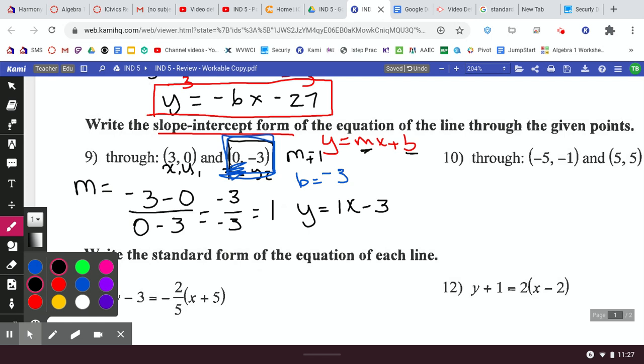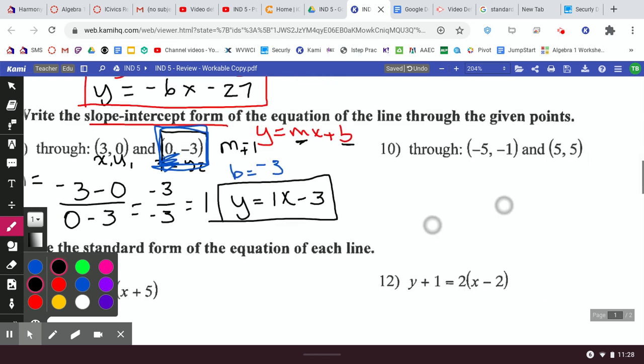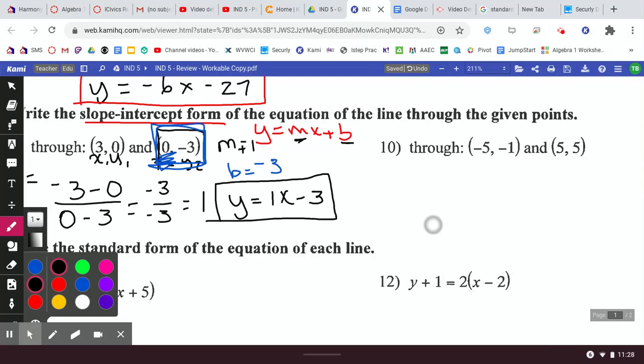You can write the 1. You don't have to. Doesn't matter. They wanted slope intercept. We're in slope intercept. Okay. Now, number 10 doesn't give you the gift of the b. So you have to decide if you want to find your b or if you want to plug into point slope form and then maneuver everything around, okay? That's up to you.